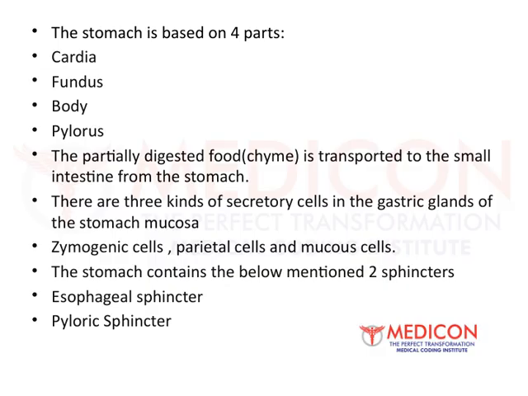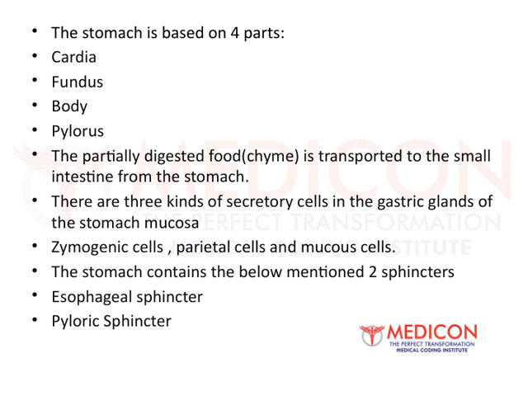Within the stomach lining, there are specialized cells in the gastric glands. These include zymogenic cells, which produce digestive enzymes, parietal cells, responsible for secreting hydrochloric acid and intrinsic factor, and mucus cells, which produce mucus to protect the stomach lining from its own acids.